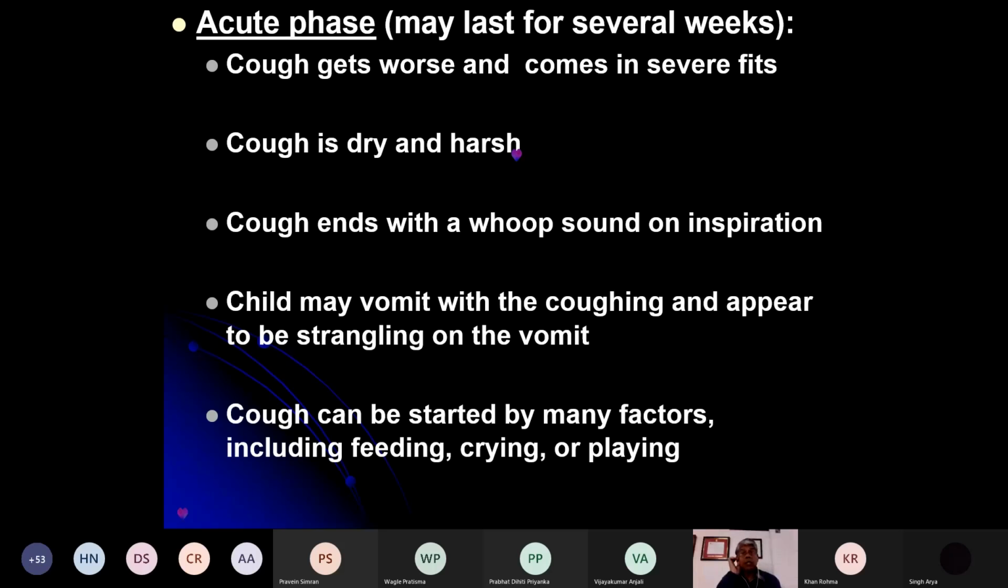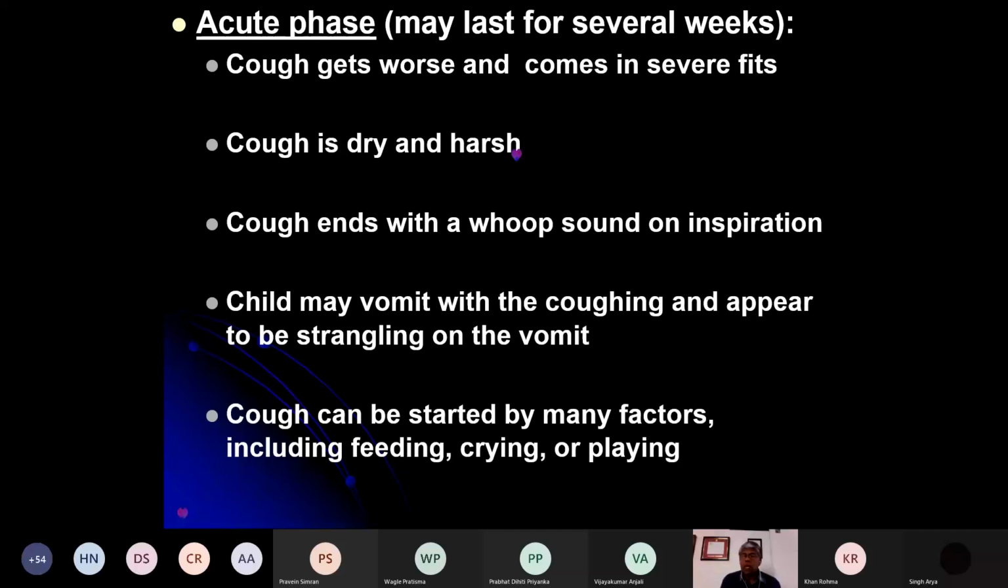This is the acute phase, which is the most severe. It leads to fits of cough. Cough is dry and harsh. No sputum comes out of it, and the cough is followed by a whoop of inspiration. Now, during this coughing, because there is contraction of the diaphragm and also of the stomach, the person may vomit. This vomiting sometimes will get aspirated and can cause further problems.